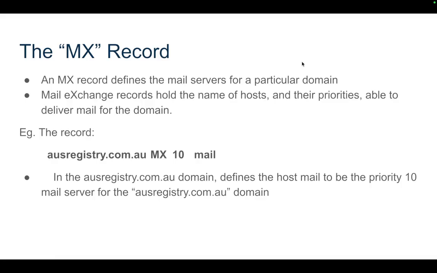MX is a mail exchanger. It defines the mail server for a particular domain. The mail exchanger record holds the name of the host and their priorities, and is able to deliver mail for the domain. So mail is a very important activity. There has to be an MX resource record defined in the DNS database so that the mail server can function.